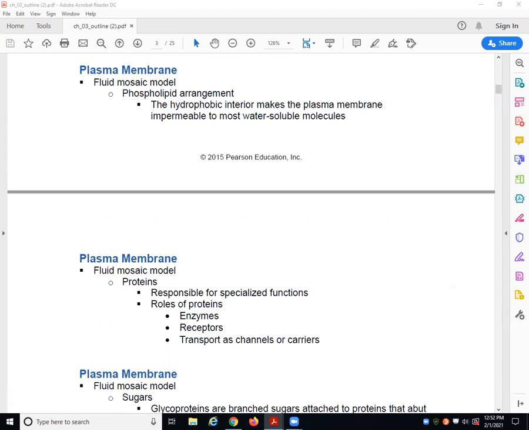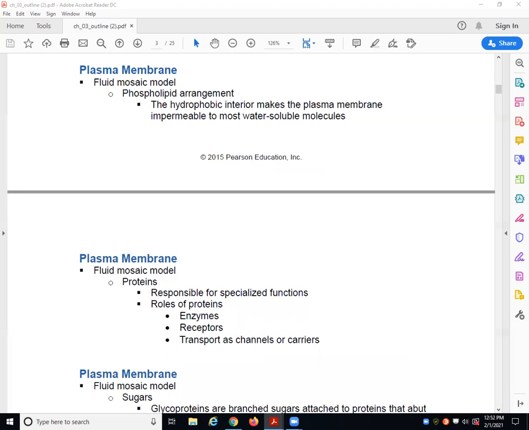So the inside of that membrane, because it is hydrophobic, makes the plasma membrane impermeable to most substances that are soluble in water. Remember, impermeable means you can't get through it. So things that like water typically can't go through the middle of the membrane on their own.